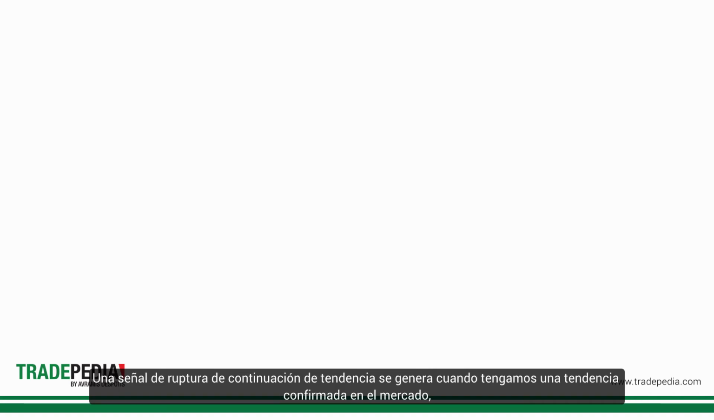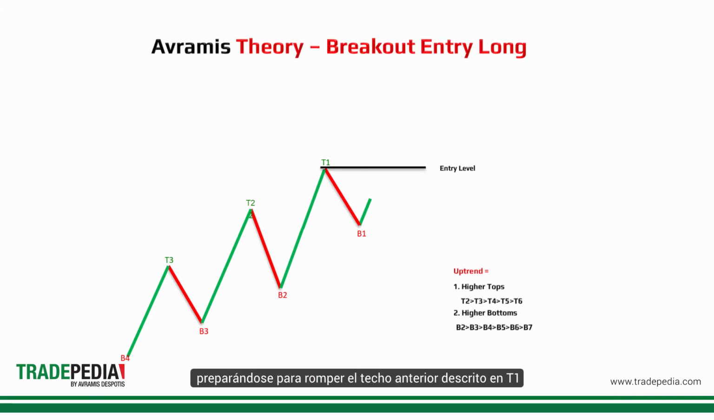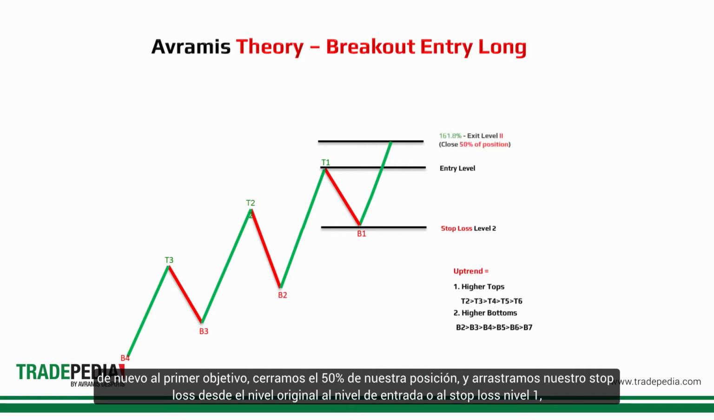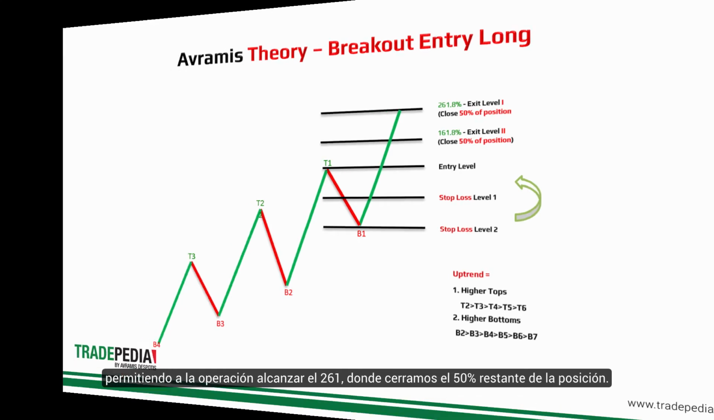A trend continuation breakout signal is generated once we have a confirmed trend in the market that is getting ready to break out of the previous top outlined at T1, which also signals our entry level into the breakout. Now, in the case of a breakout, our stop loss is placed below the previous bottom at B1. And once we have our outlined targets at the 161 and 261, at the first target again, we close 50% of our position and trail our stop loss up from the original level up to either the entry level or the stop loss level 1. From there on, allowing the trade to reach the 261, where we close the remaining 50% of the position.